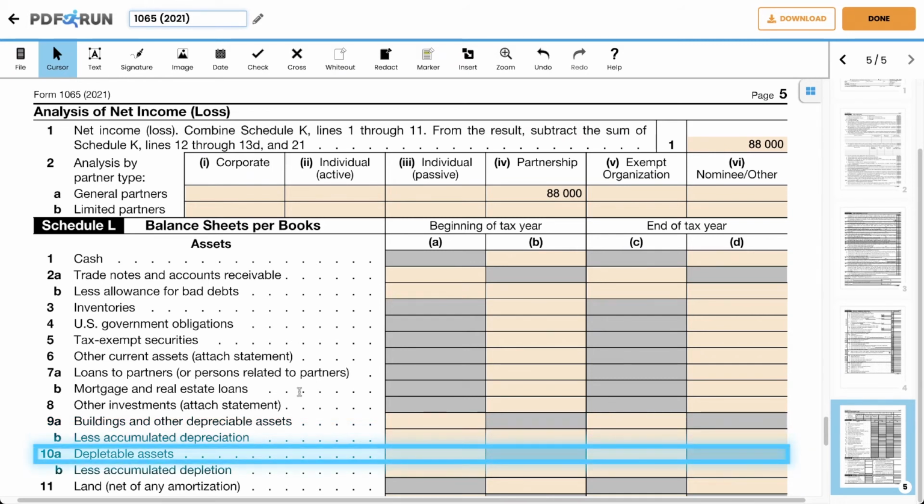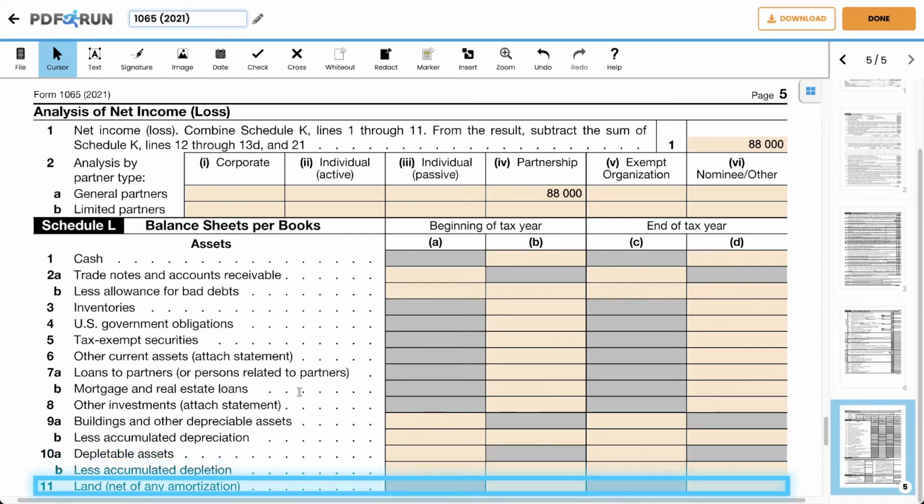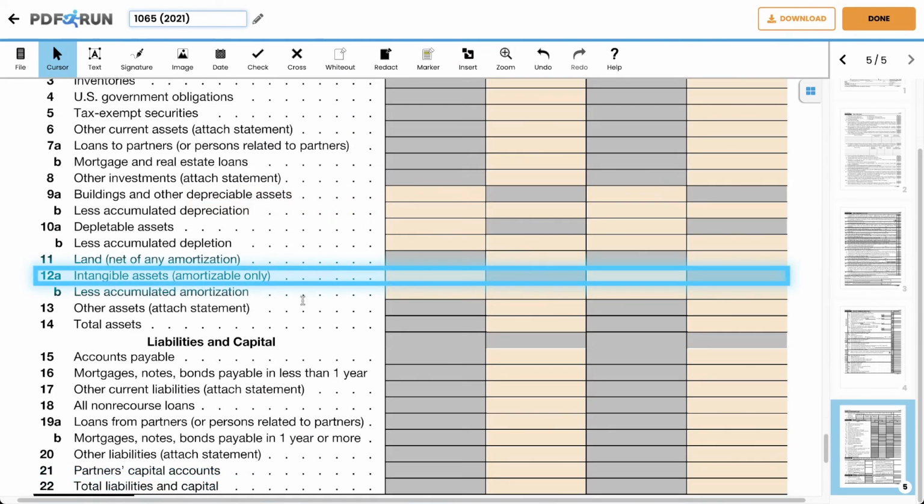Line 10A, Depletable assets. Enter the balances of any depletable assets. Line 10B, Less accumulated depletion. Enter the balances of the amount of depletion accumulated. Line 11, Land. Enter the balances of any land owned by the partnership, net of any amortization. Line 12A, Intangible assets. Enter the balances of any amortizable intangible assets owned.